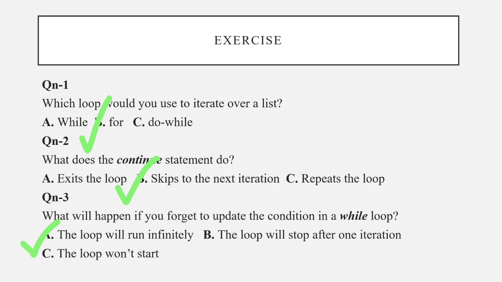MCQs from our previous video. Ready? Let's see how many you got right. Which loop would you use to iterate over a list? So the for loop is perfect for iterating over a list because it automatically goes through each element one by one. Did you get that one right? Let me know in the comments.